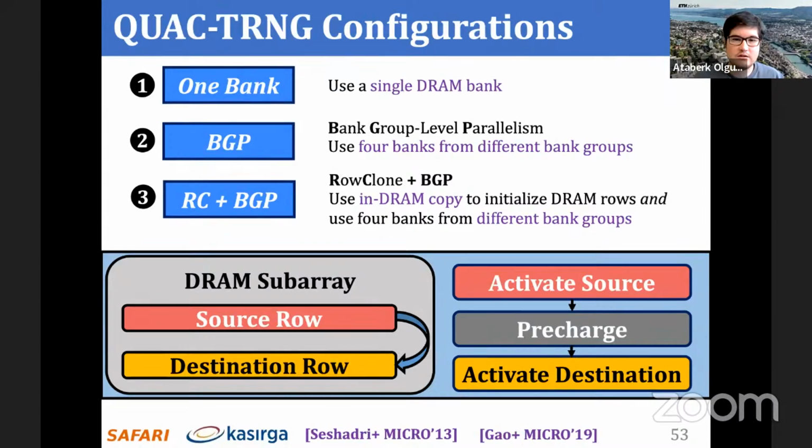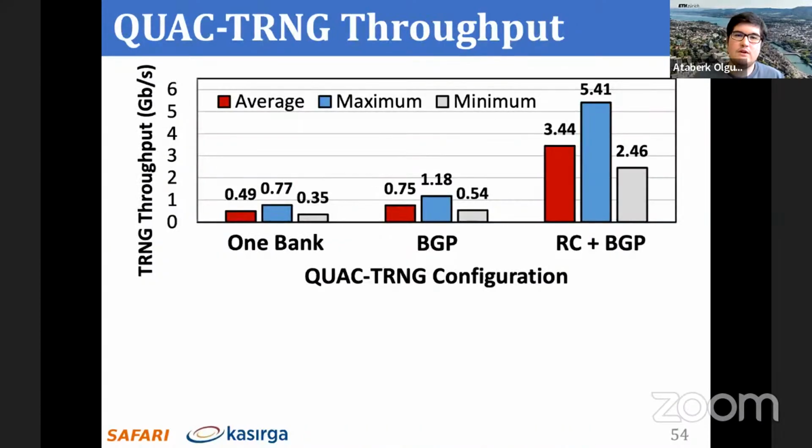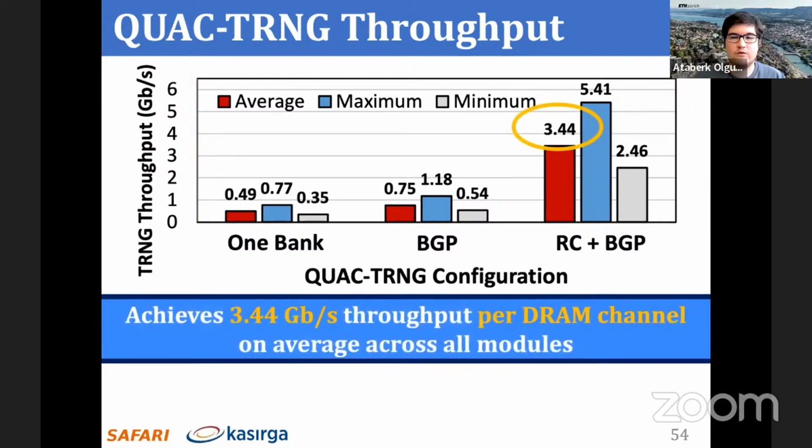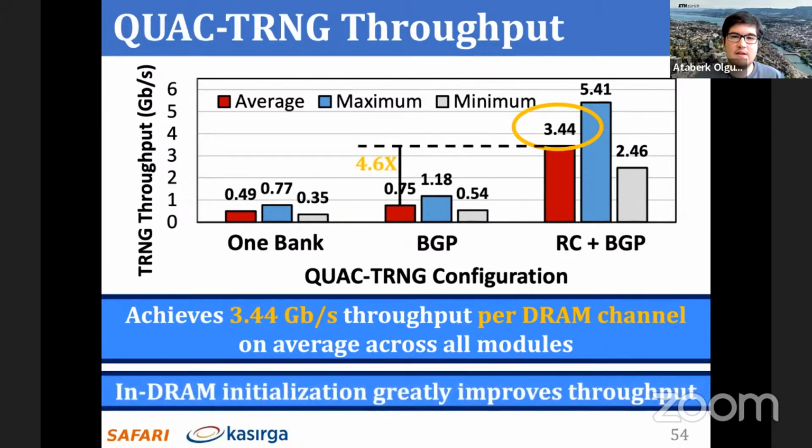We use activate, precharge, activate command sequences with reduced timing parameters to perform RowClone operations in DRAM devices. Here we plot the average, maximum, and minimum throughput calculated for each configuration across all DRAM modules. On average, QUAC-TRNG provides 3.44 gigabits per second of random number generation throughput. And QUAC-TRNG throughput is greatly improved by RowClone as it significantly reduces the overhead of initializing DRAM rows.